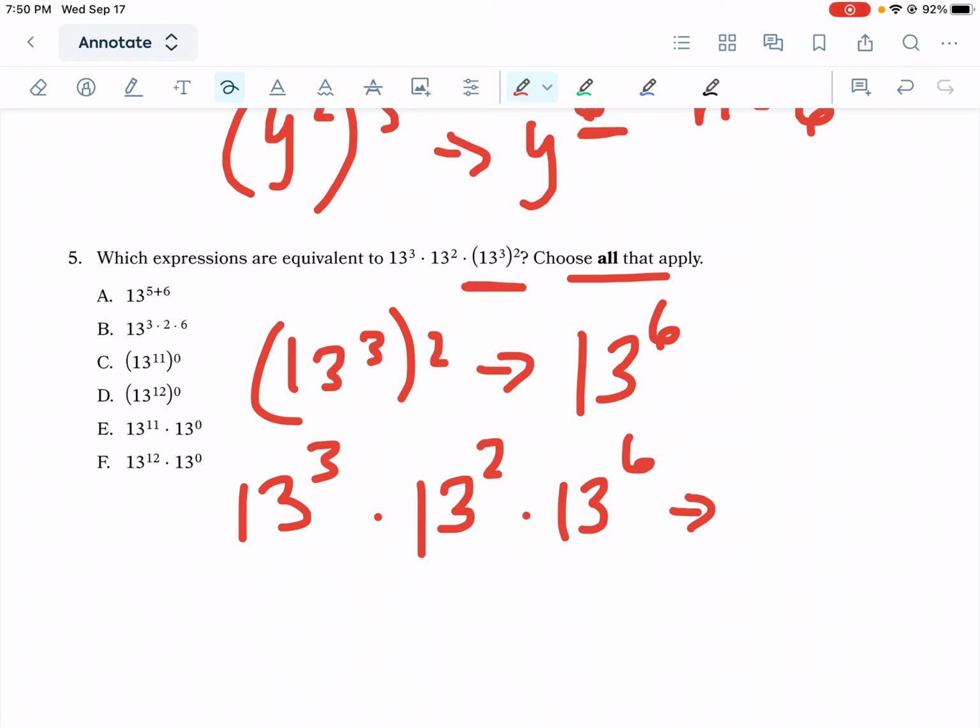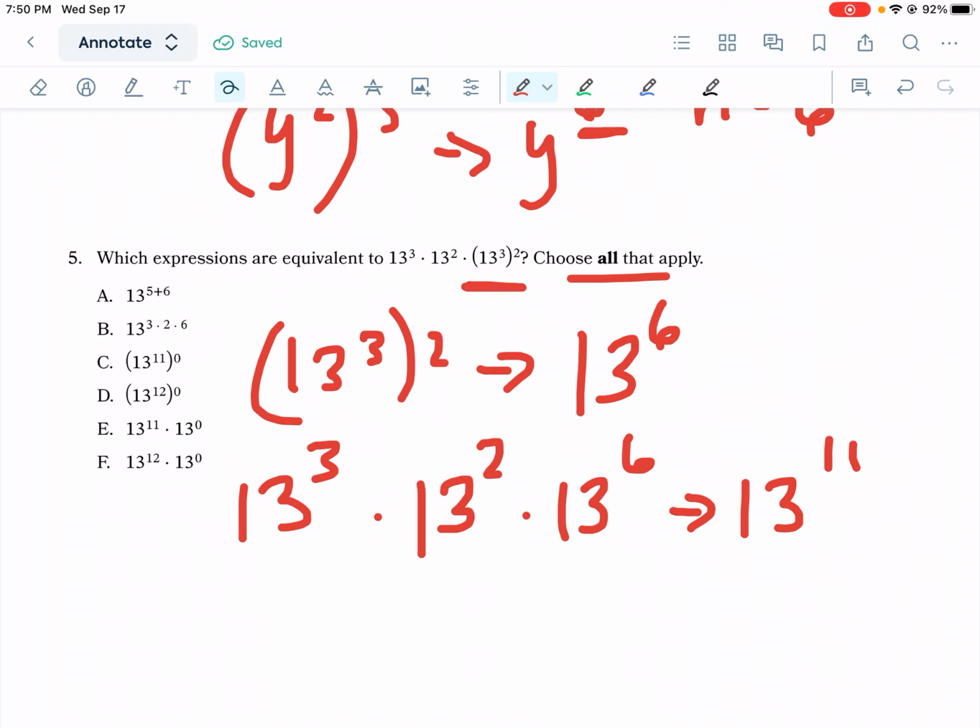Because we are multiplying with like bases, yet again, our base is 13. When you multiply with like bases, all you have to do is add the exponents together. So 3 plus 2 is 5, plus 6 is 11. That gives you 13 to the 11th power.